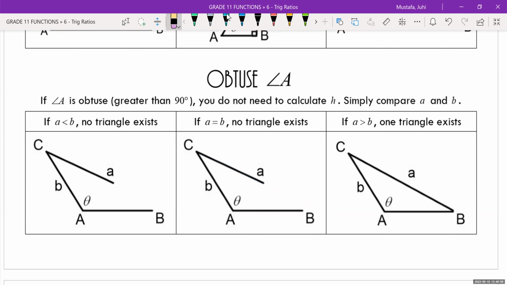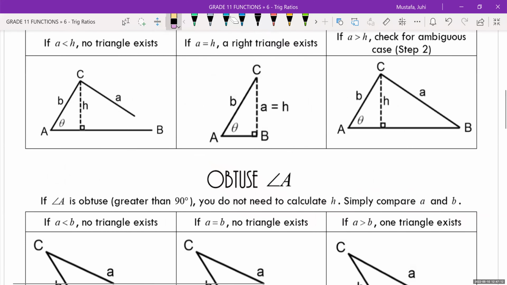So for an obtuse angle, you just compare A and B and you determine if there's no triangle, or if one triangle exists. And if one triangle does exist, then you can use sine law, cosine law, whatever you need to solve that triangle like we did yesterday. Okay, so that's the easier stuff.